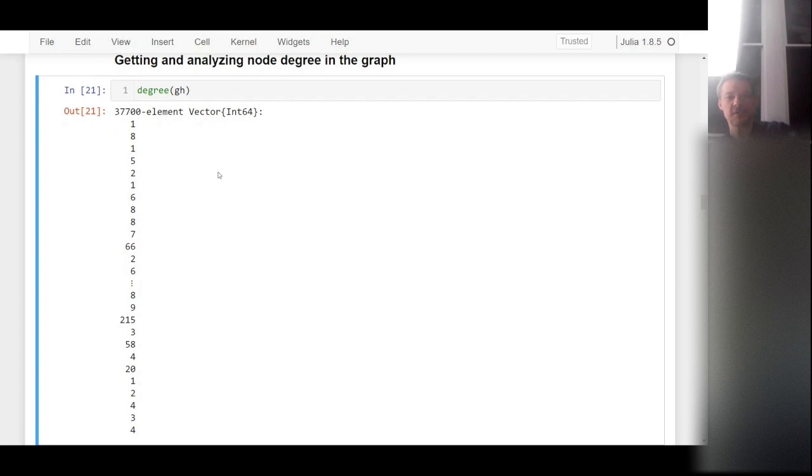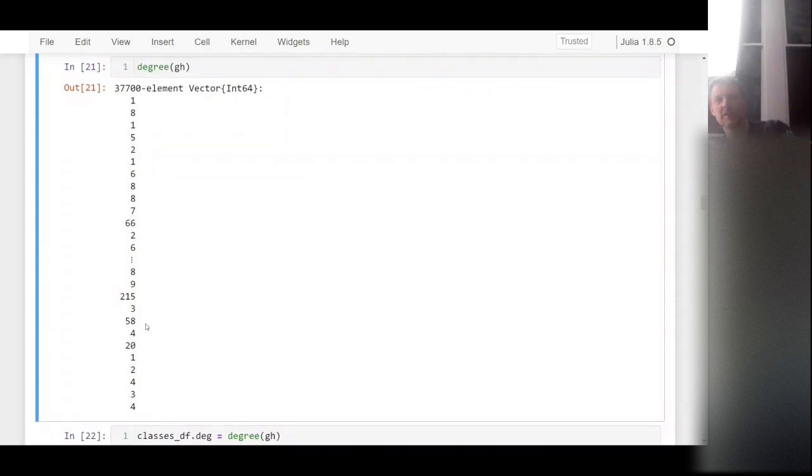To get a list of degrees of nodes, you use the degree function. If I run the degree function, I get the number of friends of a given node. We can see, for example, that developer 1 has only 1 friend, the second has 8 friends, and there is some developer that has 215 friends. Given the data that we already see, what is the minimum degree in our graph? 1. Why 1?